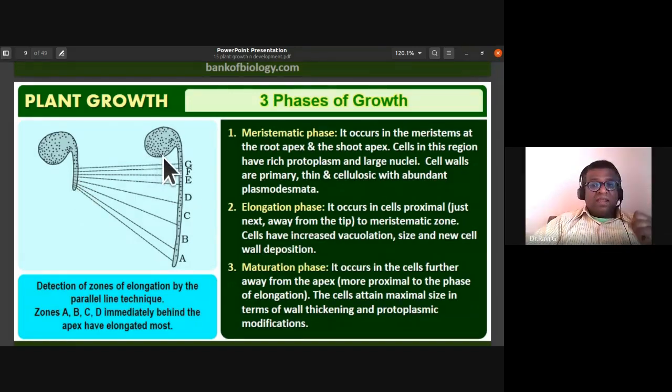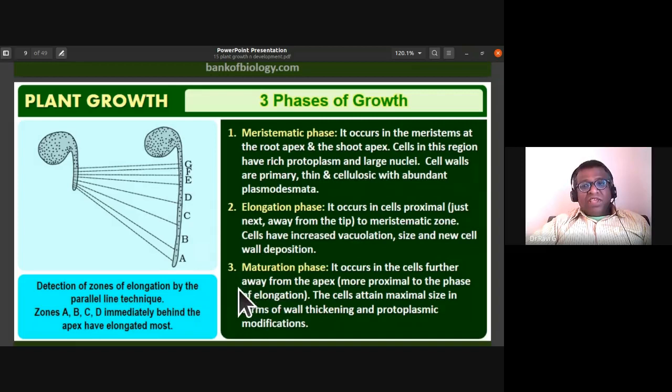So when there is an elongation phase, what are the changes that you can see during cell elongation? Increased vacuolation, increasing size, and new cell wall deposition. See, the cell wall was primary, thin and cellulosic with cytoplasmic connections in the meristematic cell, whereas in the cell elongation phase, the cells have increased in vacuolation, size, and new cell wall deposition has taken place.